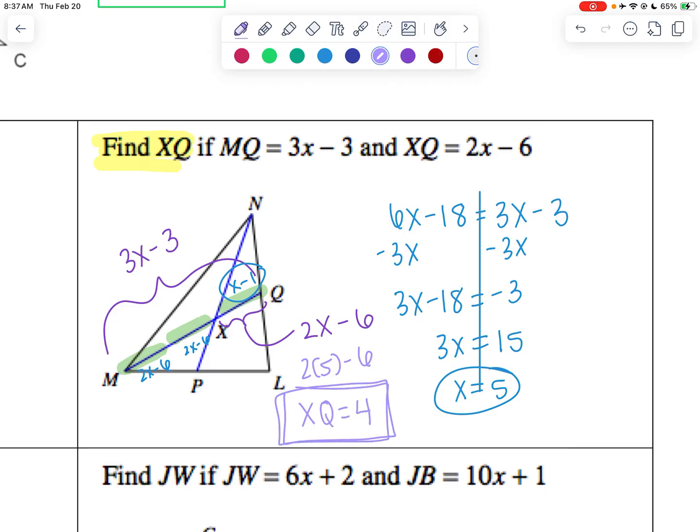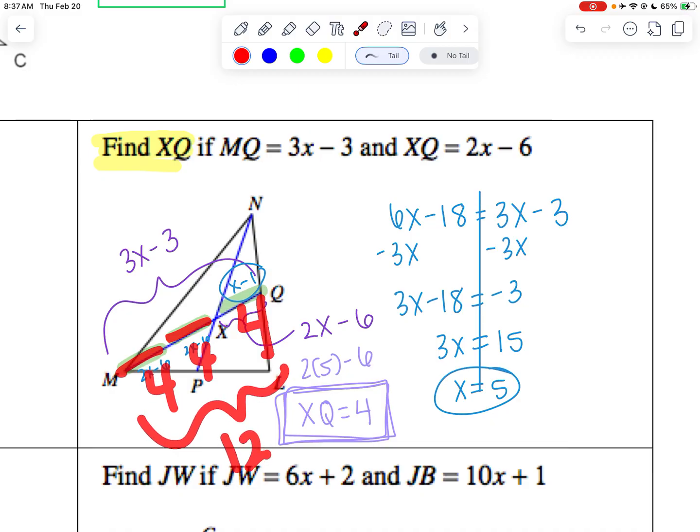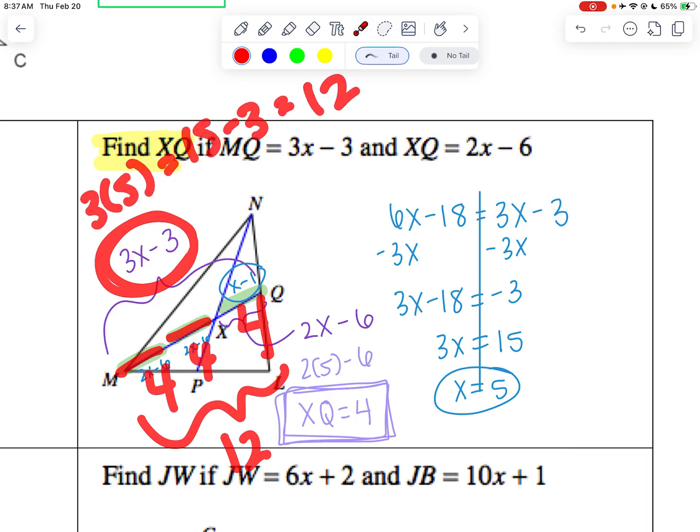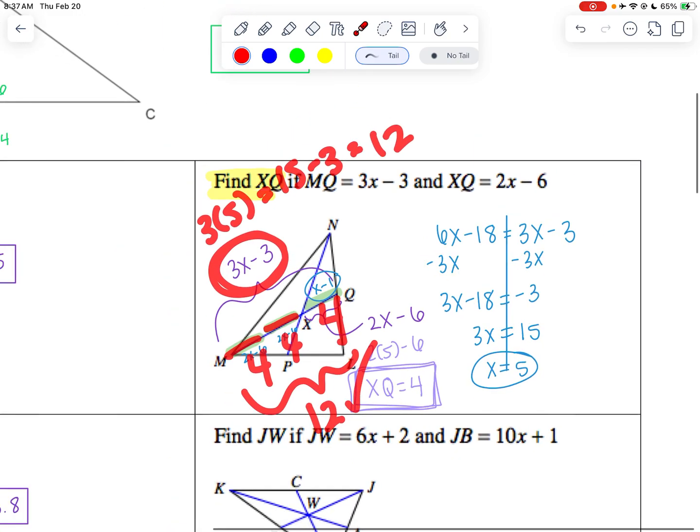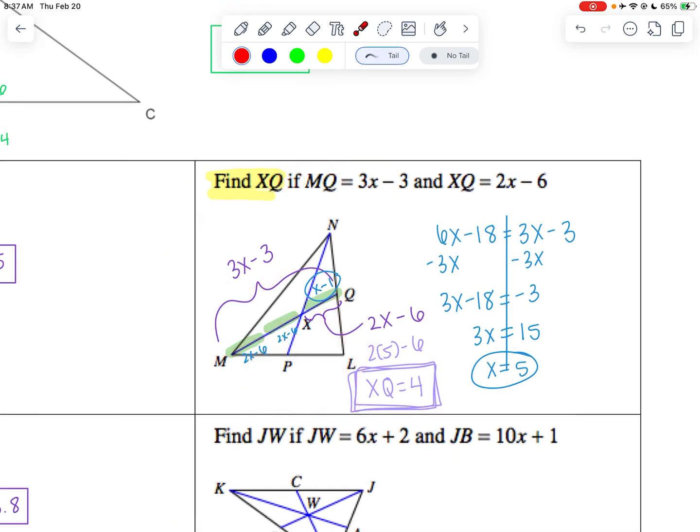Okay, now we're going to check this. If this piece is 4, and then there's that and that. That would be 4 and 4 again. That means that the whole thing should be 12. So if I plug in 5 here, I should get 12. And 3 times 5 is 15. 15 minus 3 is 12, so it works, okay? But it doesn't take long to plug it back in and double check it.